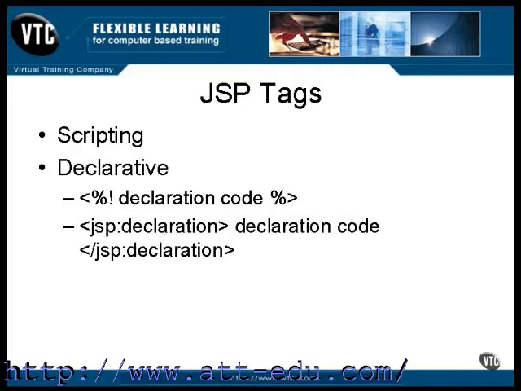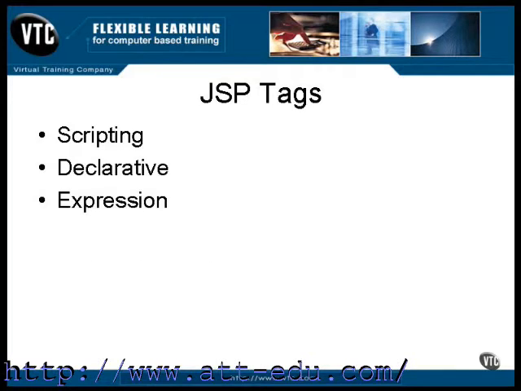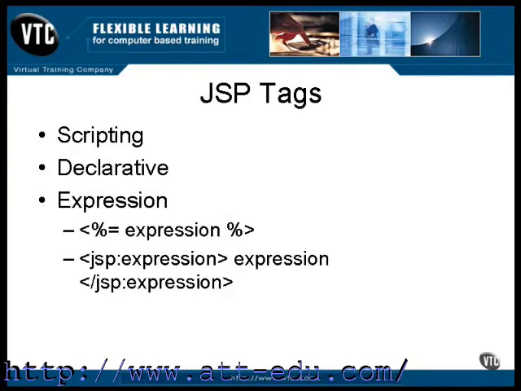The third category of tags is the expression tag. The expression tag uses an equal sign, and it looks like this. And it also has an XML form, and it looks like this. An expression is something that's evaluated to become a string and is displayed as text. You can use Java code elements in here, but this is more than just Java. There's a special expression language you can use in here to make evaluations. I'll be showing you some of that later.